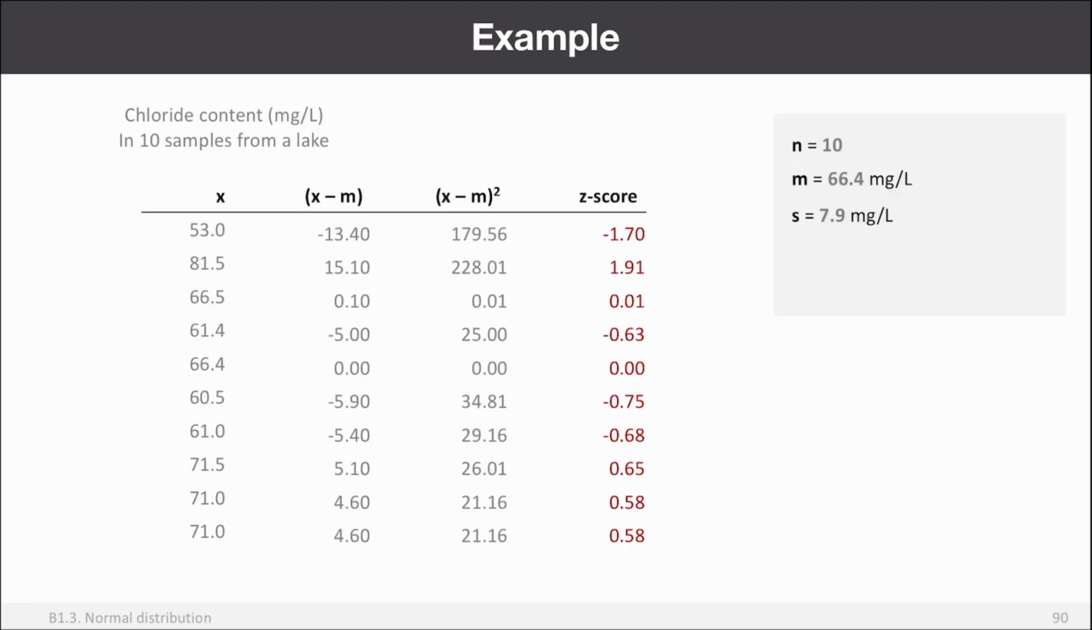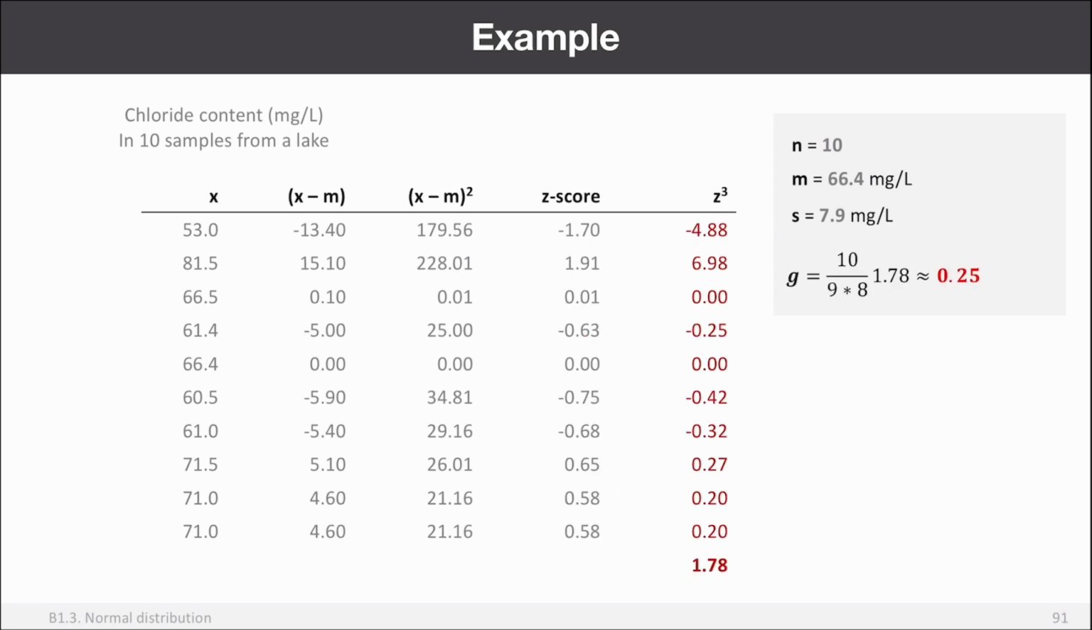Okay. Let's calculate the skewness. We already have z-scores, right? So first of all, you need to compute the third power. So you take every z-score to the power of 3. So this is the power of 3. Then you take a sum. And then you can see the sum is actually relatively small, right? It's not 0. So we have a positive skewness, but it's a relatively small number.